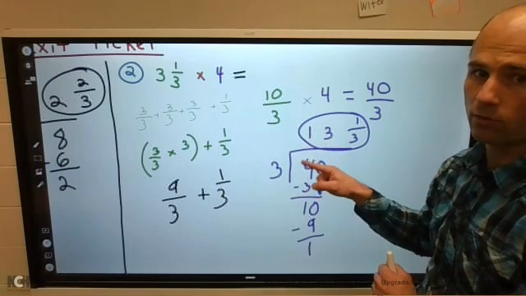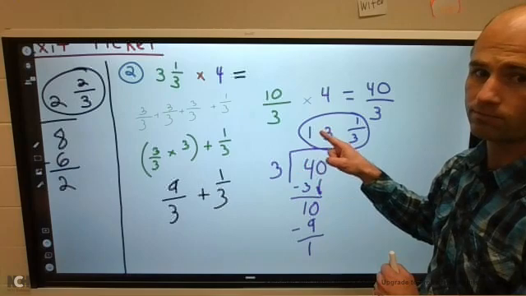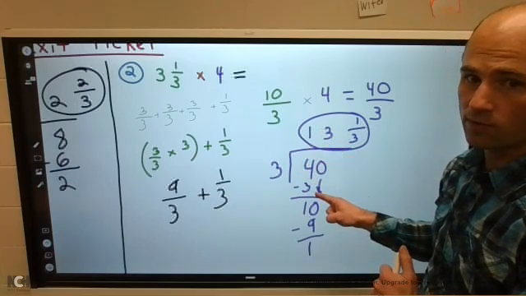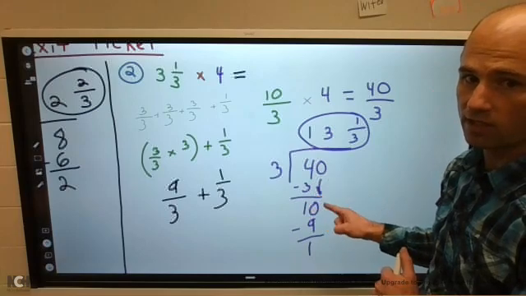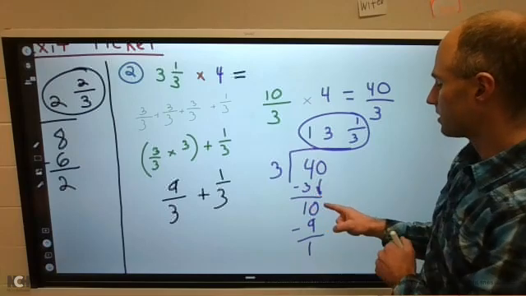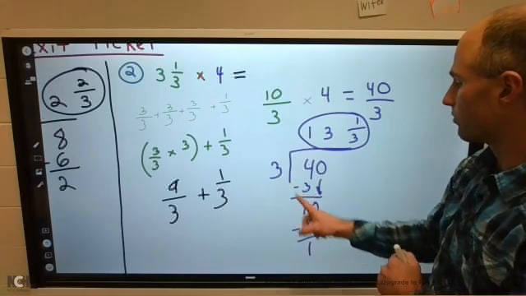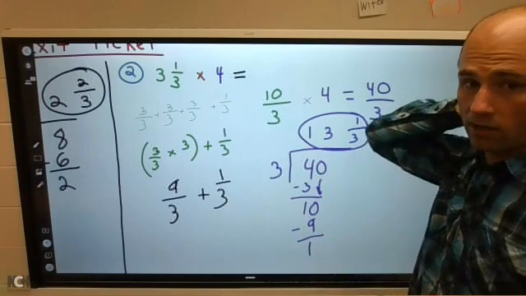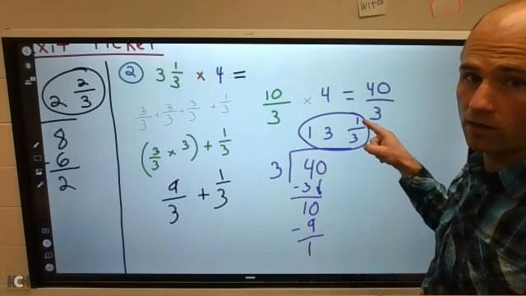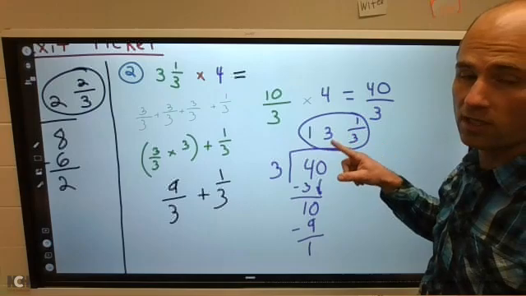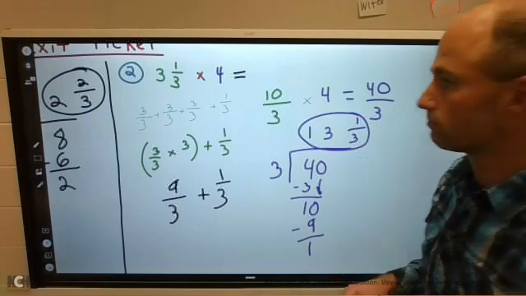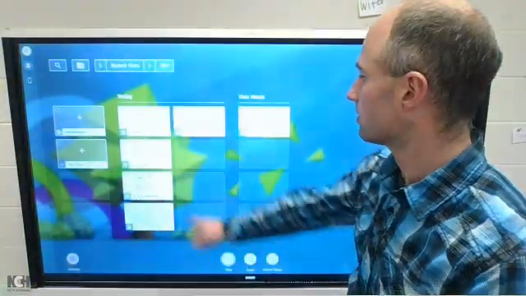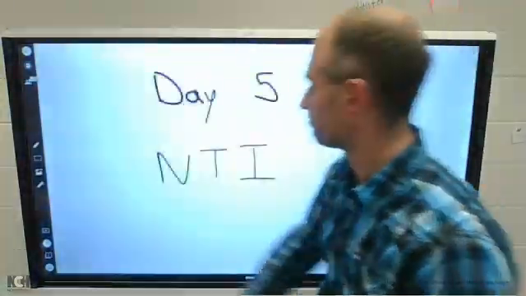Well, how did I figure that out? 3 went into 4 one time with subtracting 3, because 1 times 3 equals 3. I get 1. I bring down the 0. Now I get 10. How many 3's go into 10? 3 of them. 3 times 3 equals 9. I subtract. I get 1. Therefore, that's my numerator. So 13 1/3 is my answer for number 2. All right, so let's jump right into today's lesson, day 5 NTI.